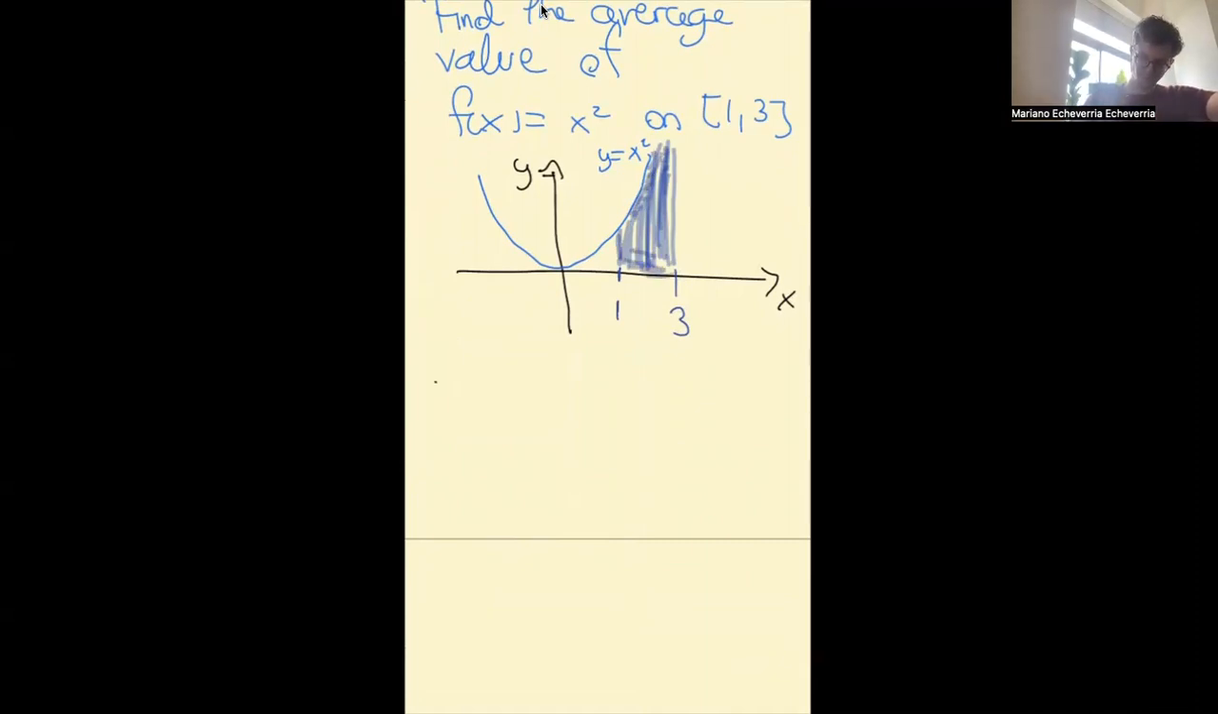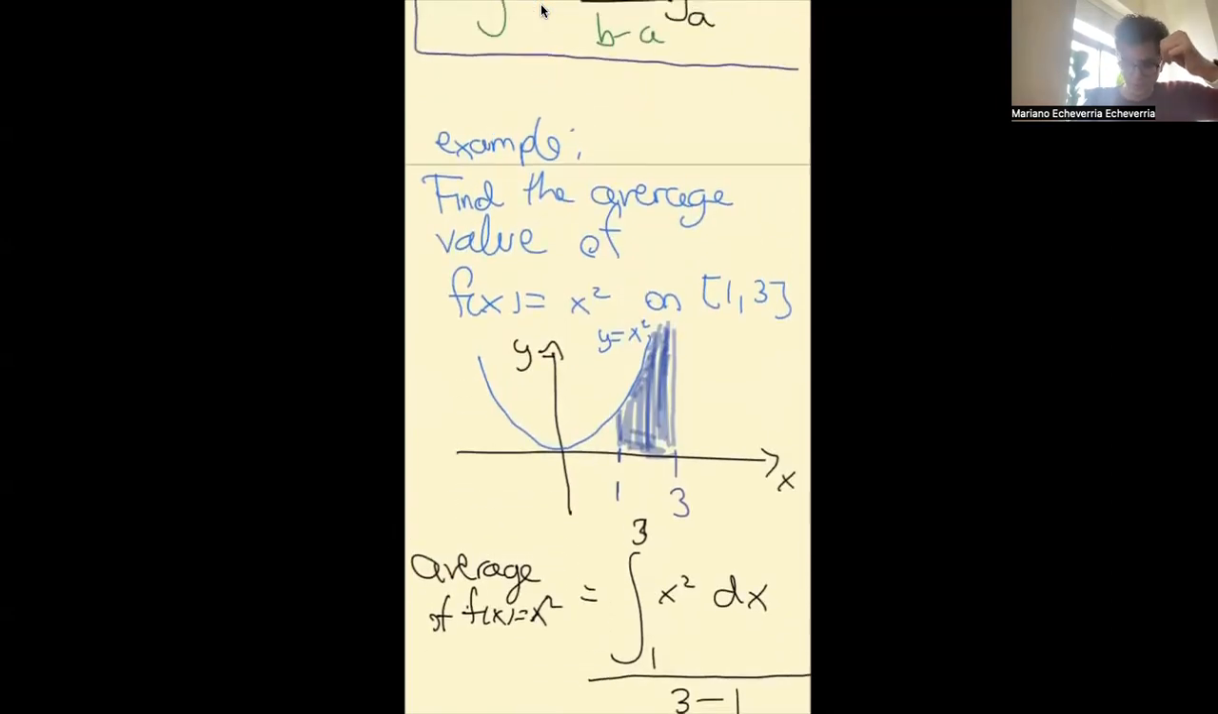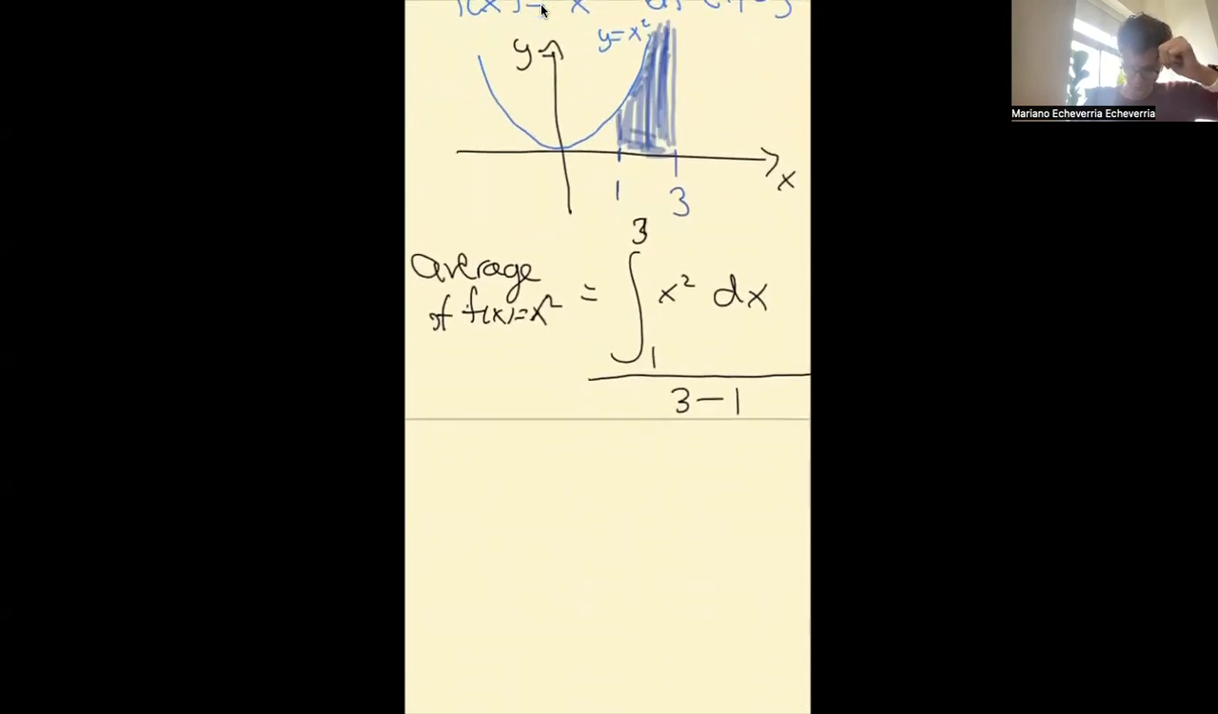So the average of f of x is just the integral of x squared dx, but here from 1 to 3. And then you divide by 3 minus 1 because that's the length of the interval. Or let me write it like this.